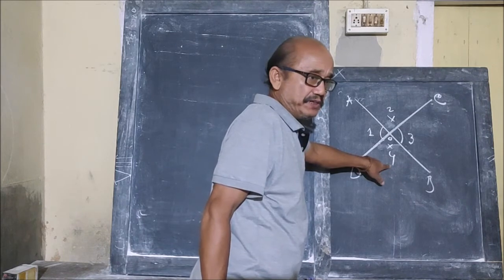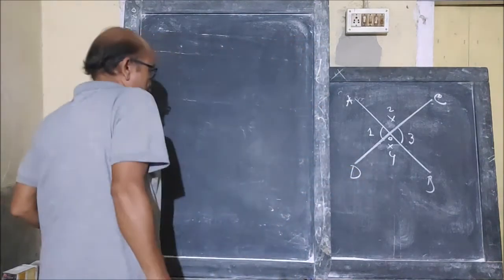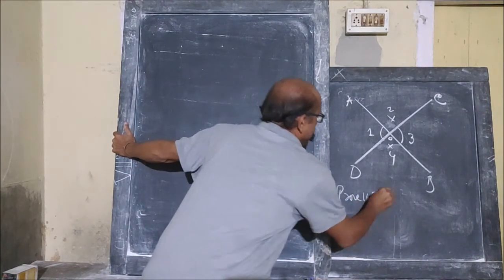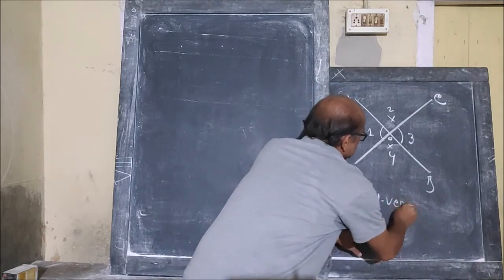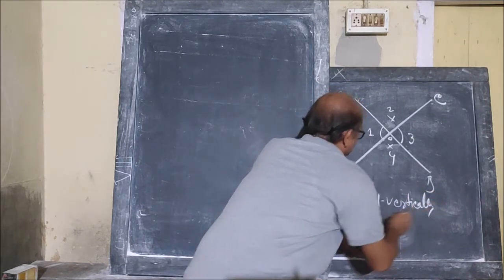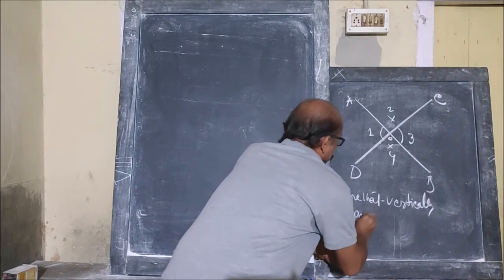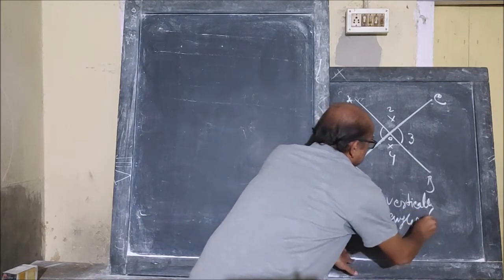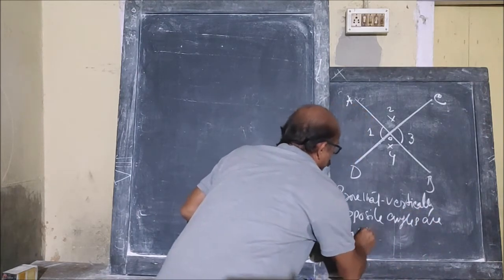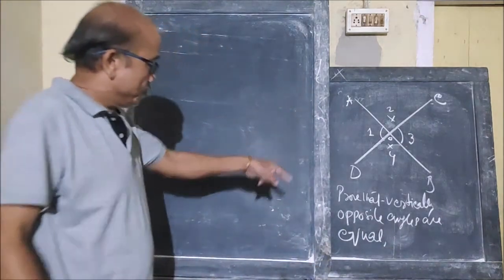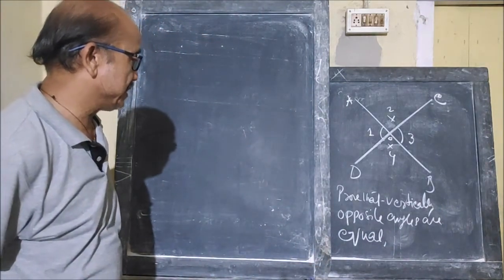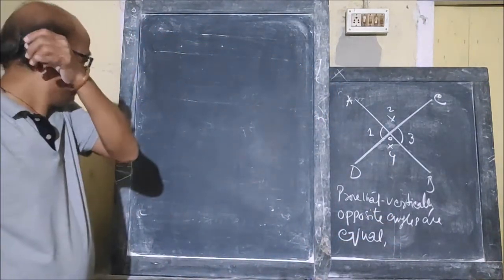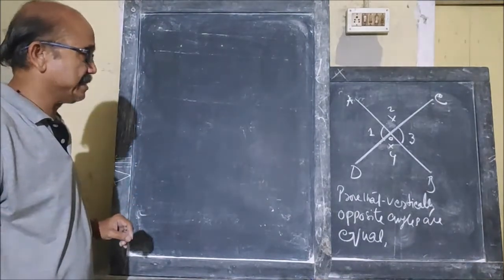It is obtained from the definition. Now we have to prove it. So, question is what? Prove that vertically opposite angles are equal. Question is what? Prove that vertically opposite angles are equal. Now we do it very shortly.